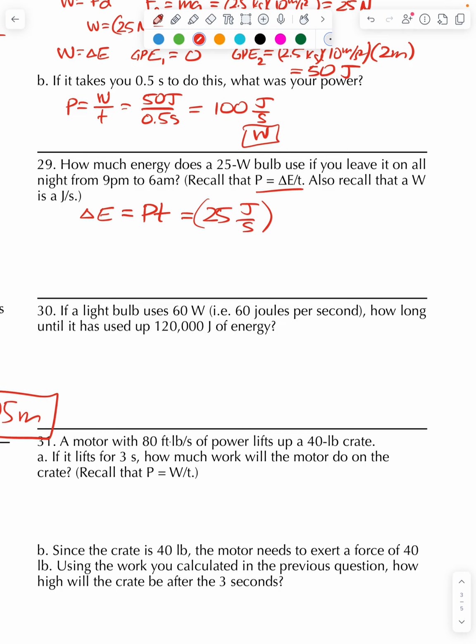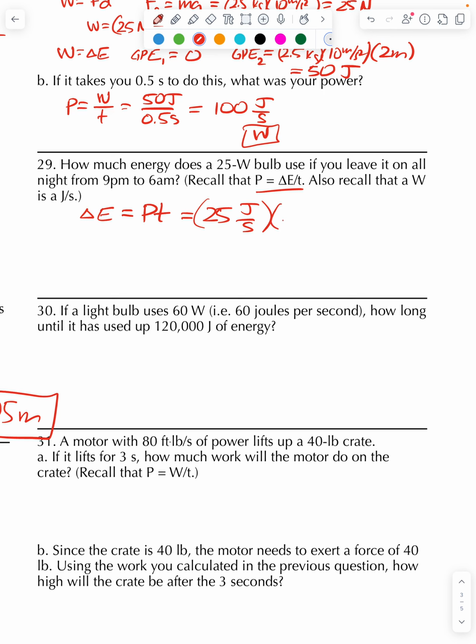That will help you understand what we're going to be doing here. To figure out how much energy, how many joules you're using, you need to multiply this by time in seconds. So 9 p.m. to 6 a.m., that's 9 hours. So you would need to convert the 9 hours to seconds.